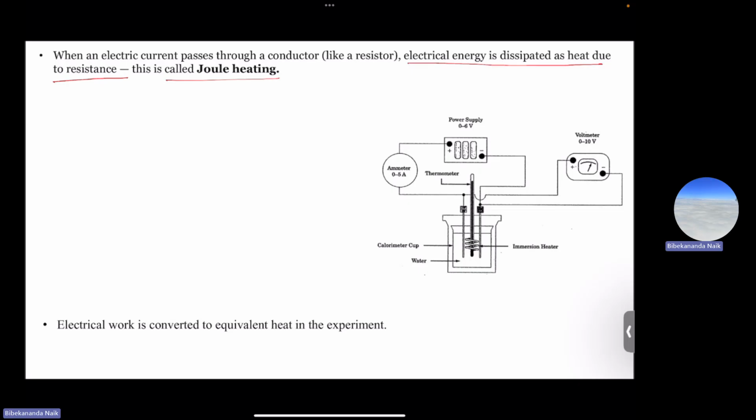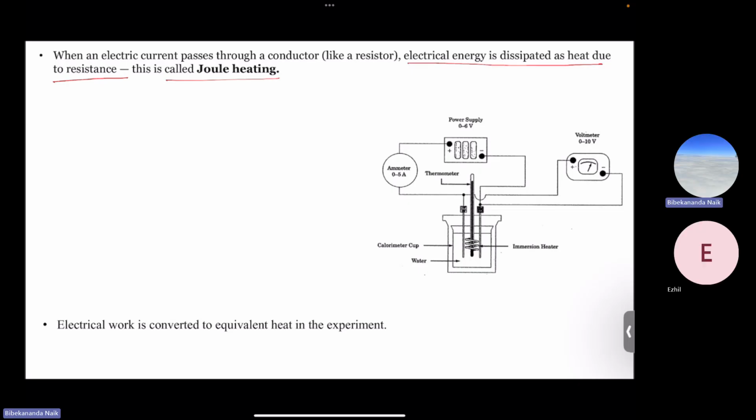Let's discuss the concept. Suppose water is present in a beaker, this is a calorimeter cup, and there is an immersion heater. We are applying voltage across the immersion heater, and as a result a current passes through that heater.